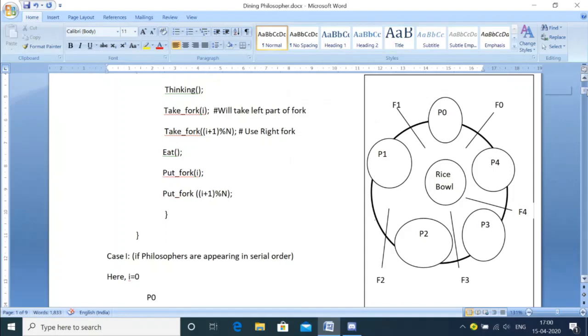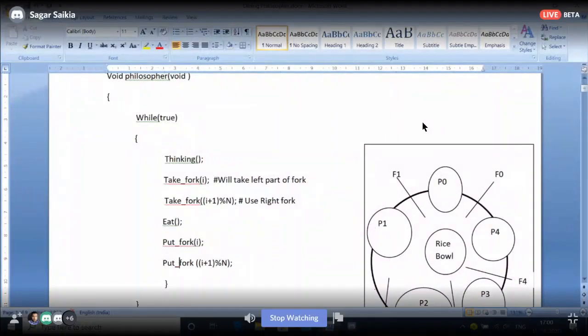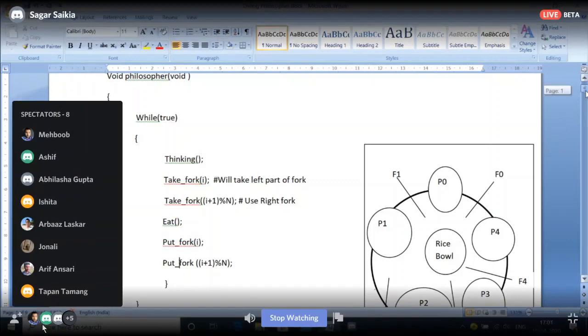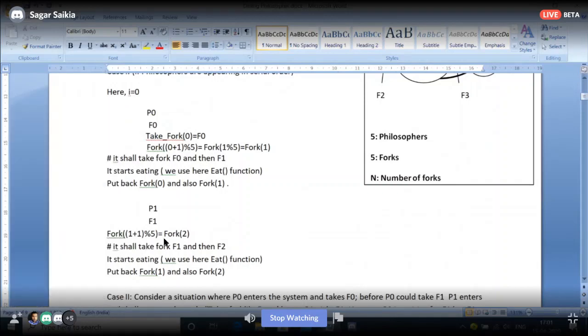Once it comes out, again it will be checking. So this while loop will be executing until we have exhausted all the philosophers. Okay. So next is which one? It's P1. So what will be the value of I for P1? For the next one, the value of I will be 1.